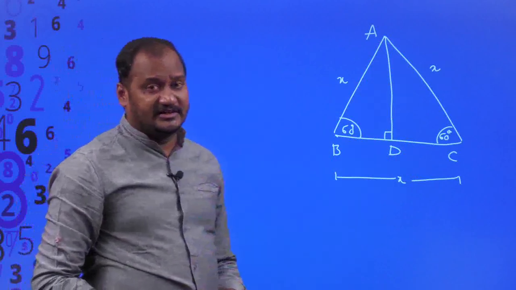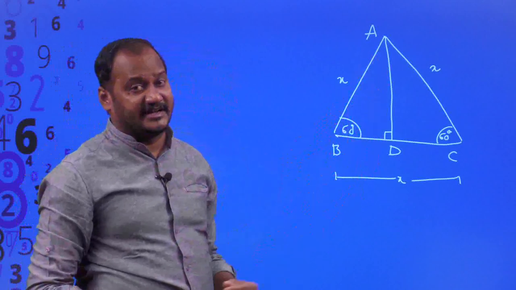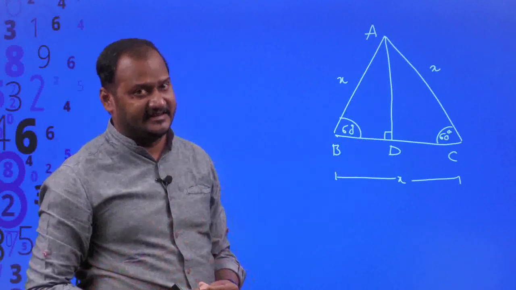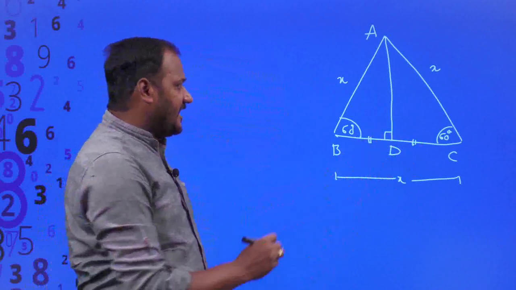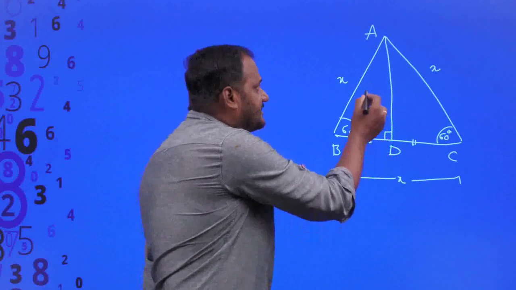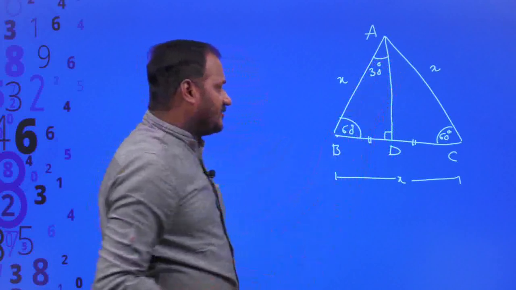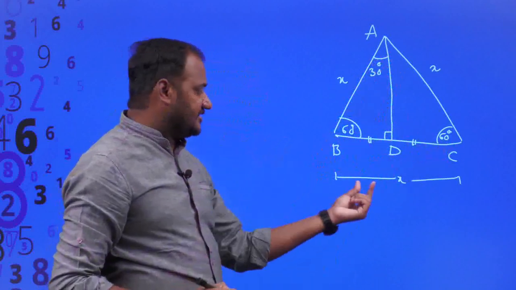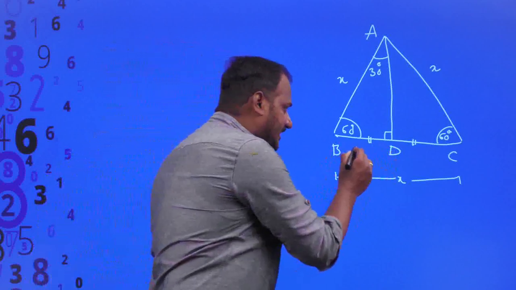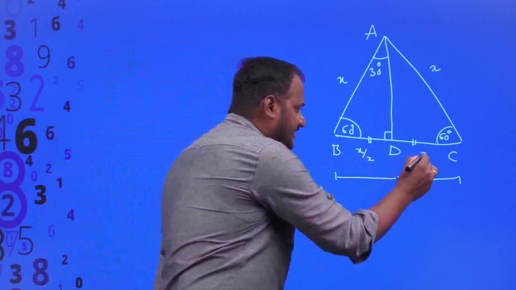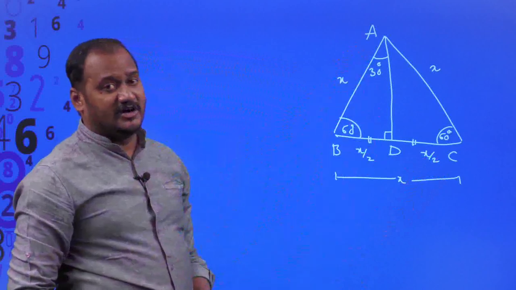But according to the properties of an equilateral triangle, the altitude or perpendicular drawn on one of the sides will be the perpendicular bisector of the side, so that BD is equal to DC, right? And this is 60 degrees, this is 90 degrees. In this triangle, obviously this angle is going to be 30 degrees, okay? And moreover, the total length of BC is equal to x, and D divides BC into 2 equal parts, so obviously the length of BD is going to be x by 2 as well as DC is going to be x by 2. And moreover, we will have to find the altitude of that particular triangle.